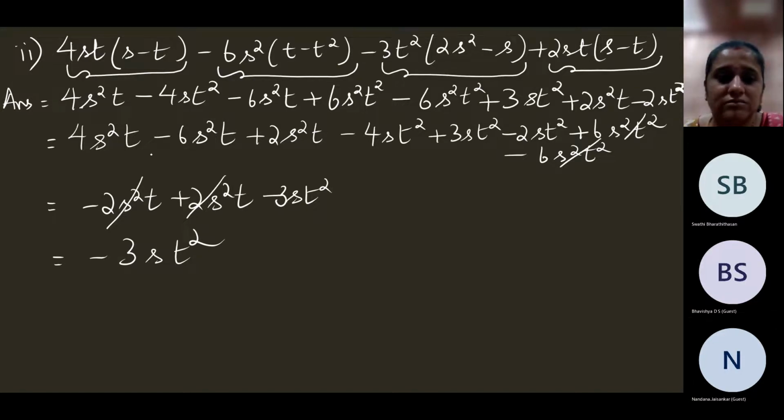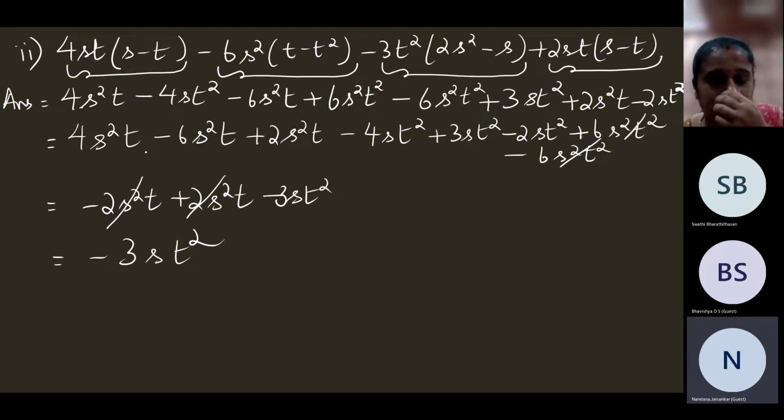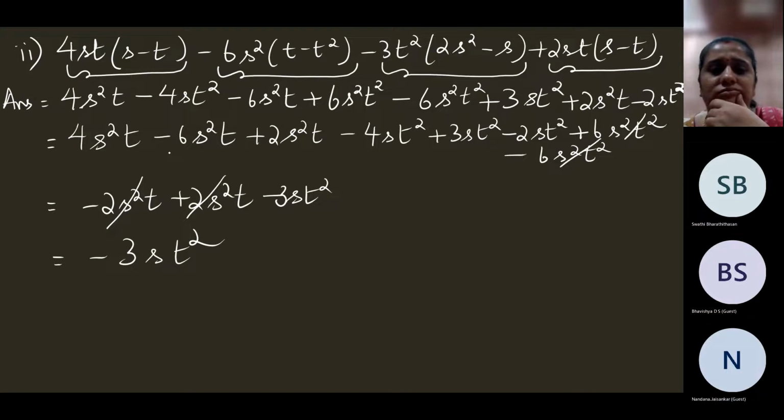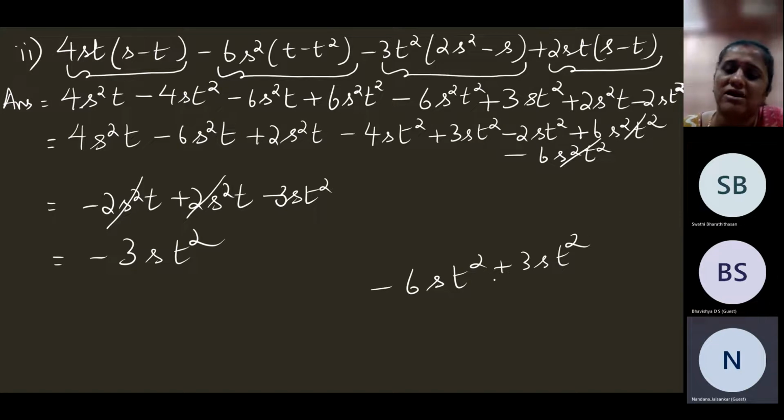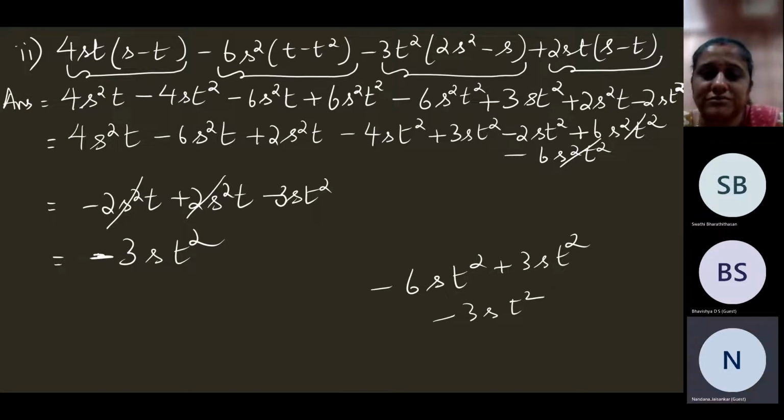Ma'am, I wrote minus 4st square minus 2st square, so I get minus 6st square plus 3st square. Oh, you wrote minus 4 minus 2 is minus 6, minus 6st square plus 3st square, is it? Yes, ma'am. Correct, so minus 3st square. Yeah, we are also getting minus 3. Correct.